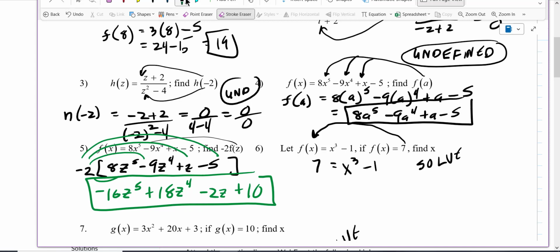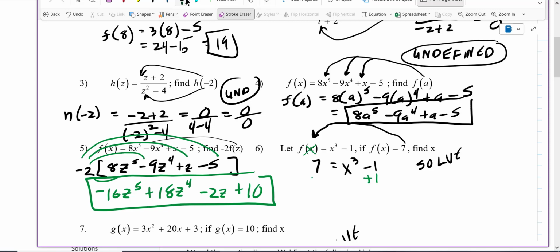Okay, now when you do this situation, again, they're telling you what f of x is. f of x is 7, so this gets replaced with 7. Now you've got to solve this equation. Does this look like something you've learned how to solve this semester? Yeah, what do you do to both sides?